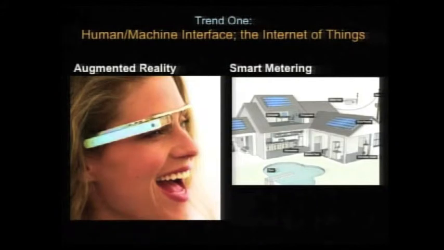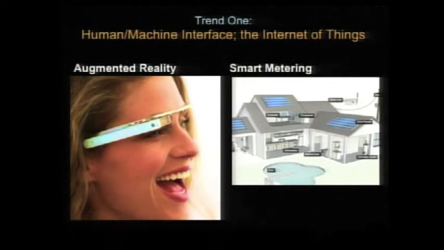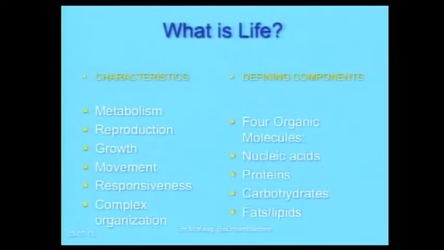And on the right, smart metering is an example of this Internet of Things. More and more things, machines, devices are going to be talking to each other. They're going to be talking to each other as systems, and they won't necessarily need us interceding in certain tasks. So those things, I believe, are coming.